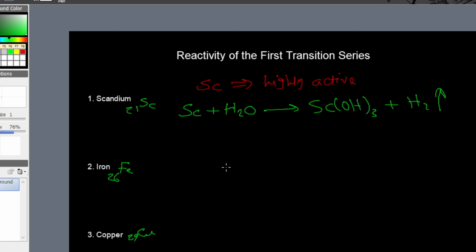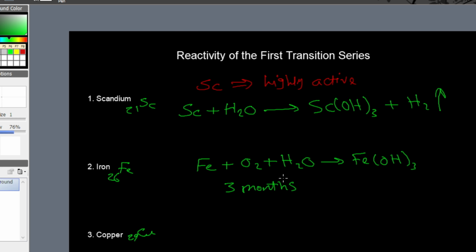However, iron has a moderate reactivity. So iron actually can react with the oxygen from the air in the presence of water to give the iron rust, Fe(OH)3. This reaction actually takes up to 3 months to occur. So iron has a moderate reactivity.